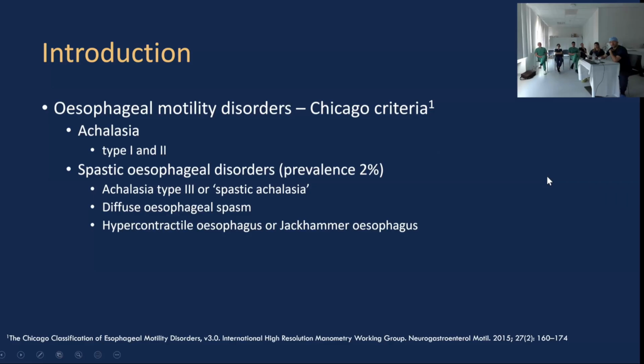What types of esophageal motility disorder are there? This is not going to be new to you, but there are 3 types of achalasia. There is achalasia 1 and 2, and then in the Chicago classification, there are the spastic esophageal disorders, of which achalasia type 3 is one. Actually, these are the vast majority of things which we find, and the vast majority of things which you see. None of these conditions is common.